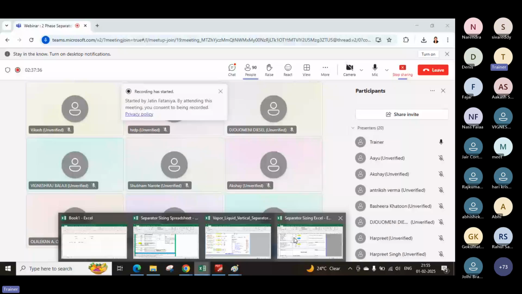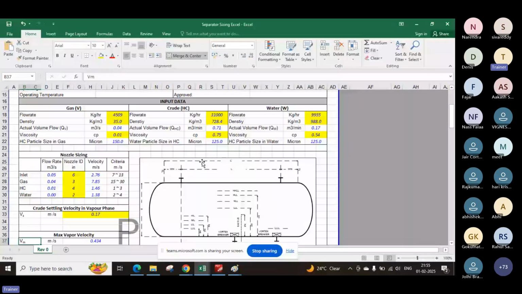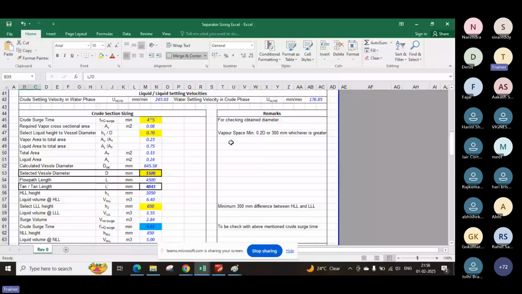Okay, so we generally use this kind of sheet to size the separators, and that will give you various calculations. We feed these values in this part, and the results are generated and checked against the standards, and then the results are defined like this. Remarks are checked as to whether it is okay or not okay. You have to increase the length, decrease the diameter, or change the nozzle diameter. This kind of error the Excel program gives, and then we develop the data sheet accordingly.